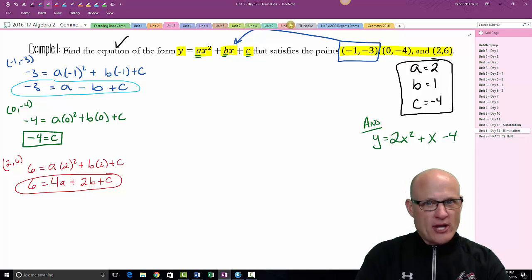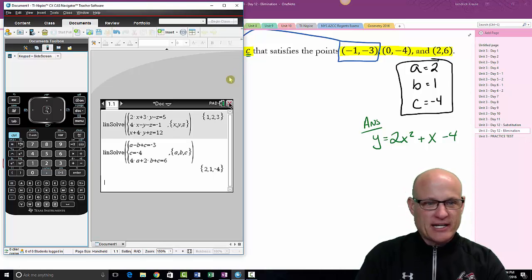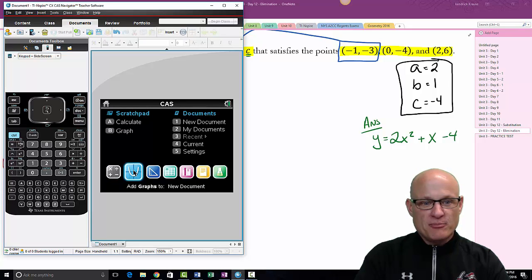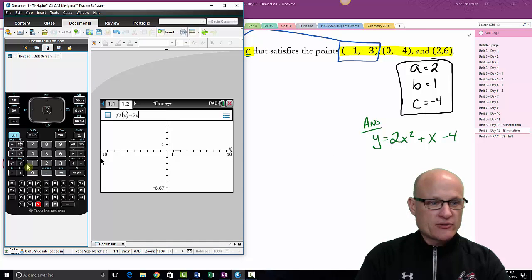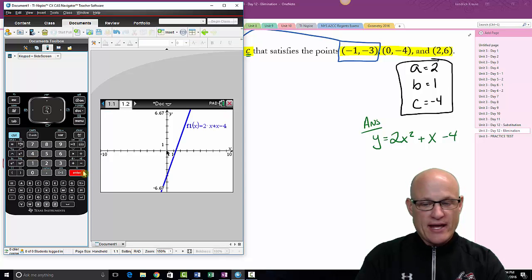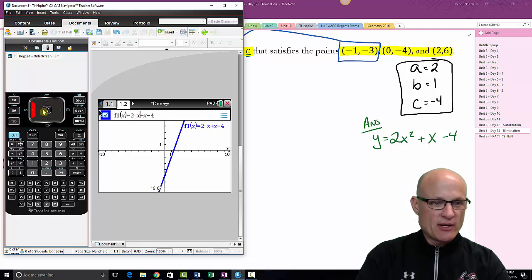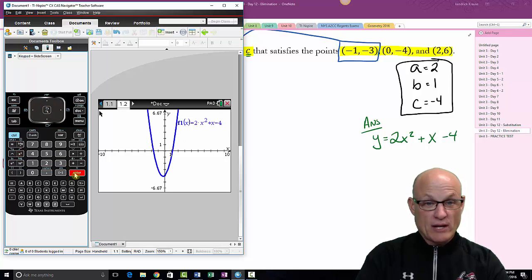Now, I want to triple check to make sure I got this right. So I'm going to go back to my calculator, go into graph mode, and type this in: 2x squared plus x minus 4, enter. Oh, that's a line. I forgot the squared part. Kind of important. Otherwise, it's useless. That's why it turned out to be a line instead of a parabola. There it is. So there's my parabola.